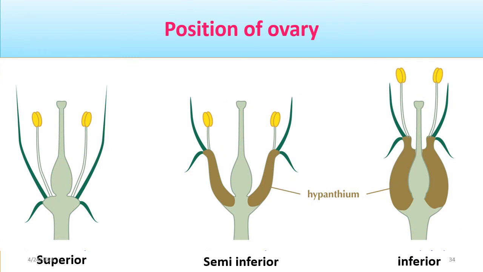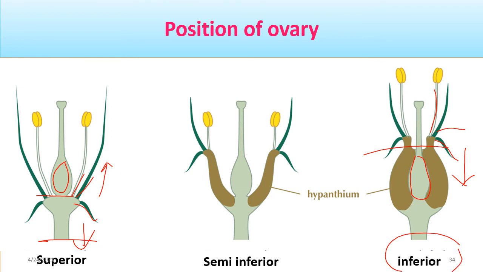See the position of ovary in this slide. If you look into the first picture, here you can see calyx, this is corolla, this is androecium, and this is gynoecium. So the position of ovary is above all the floral whorls, and this is called a superior type of ovary. In this figure, you can see this is calyx, this is corolla, this is androecium, and this is ovary. The ovary is below the floral whorls, and that ovary is called the inferior ovary.